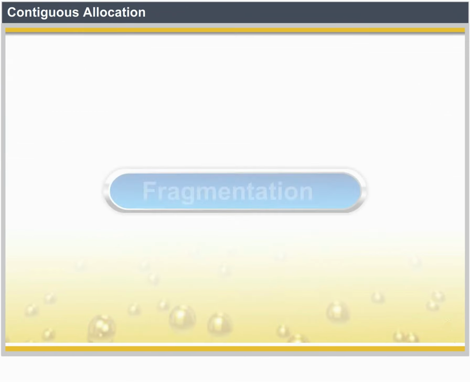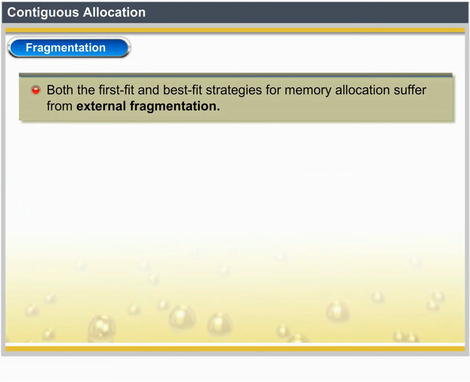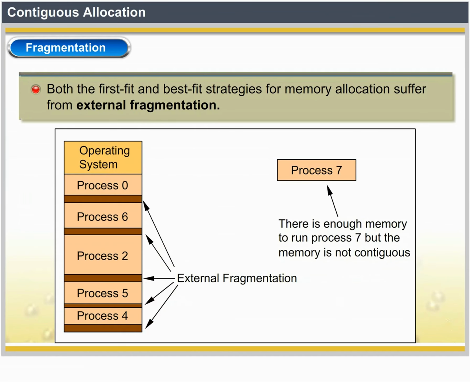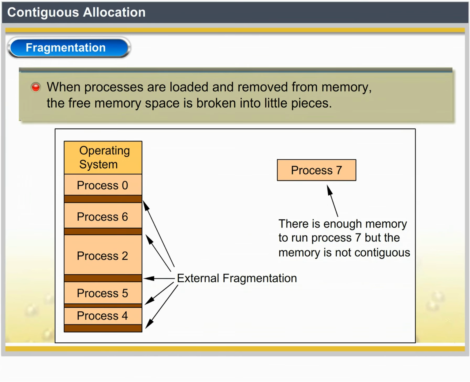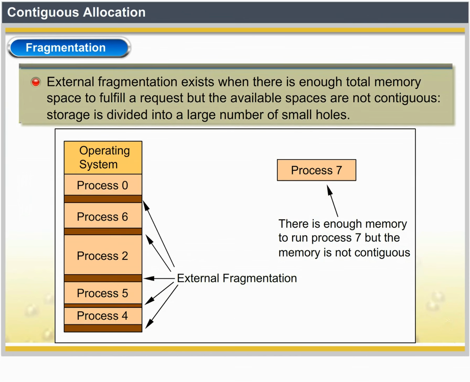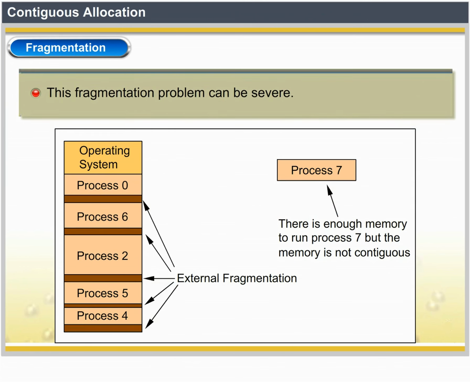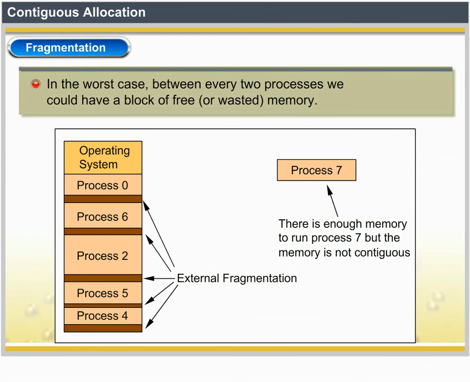Fragmentation. Both the first fit and best fit strategies for memory allocation suffer from external fragmentation. As processes are loaded and removed from memory, the free memory space is broken into little pieces. External fragmentation exists when there is enough total memory space to satisfy a request, but the available spaces are not contiguous. Storage is fragmented into a large number of small holes. This fragmentation problem can be severe.